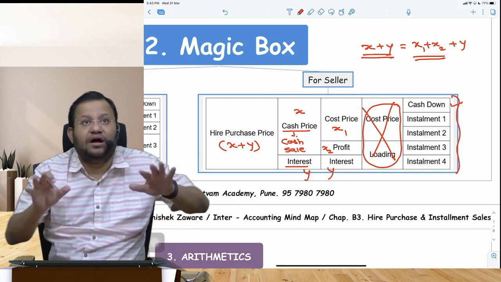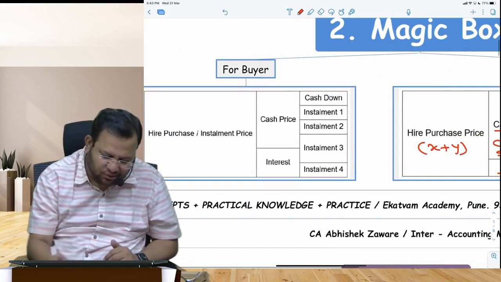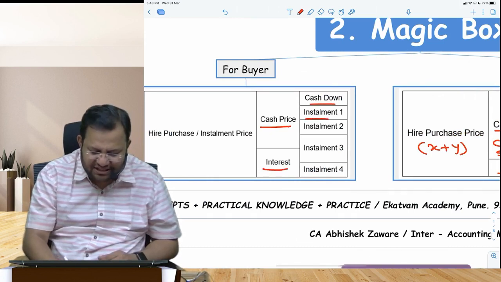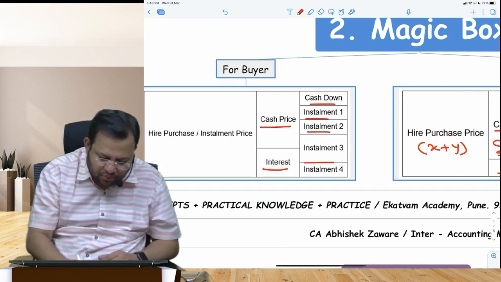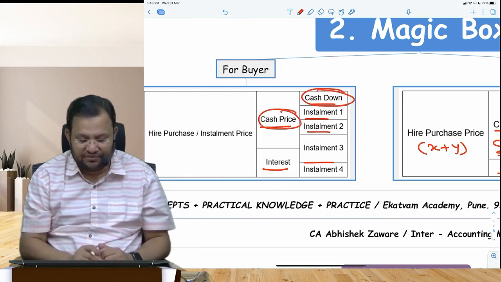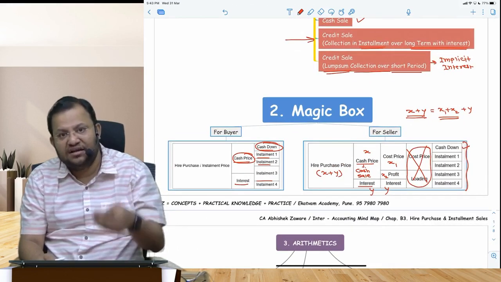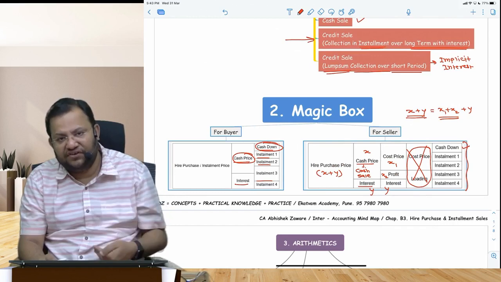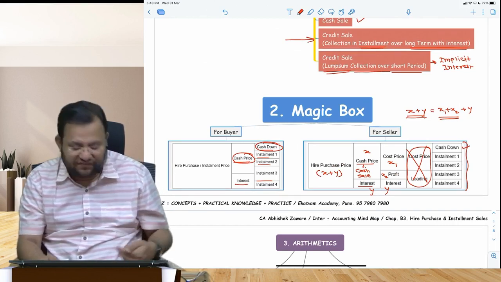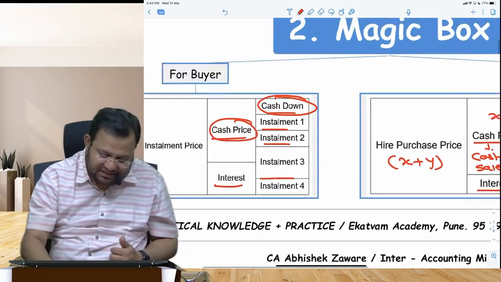So be careful about your calculations. But from the angle of the buyer, he never knows the cost price. So for him it is only cash price plus interest, or cash down plus installments. The word cash price and the word cash down are totally different. Normally the tenure of a hire purchase agreement is going to be less than the useful life of an asset. Useful life is going to be less than the physical life of the asset. Cash down is a down payment that the buyer makes to the seller.